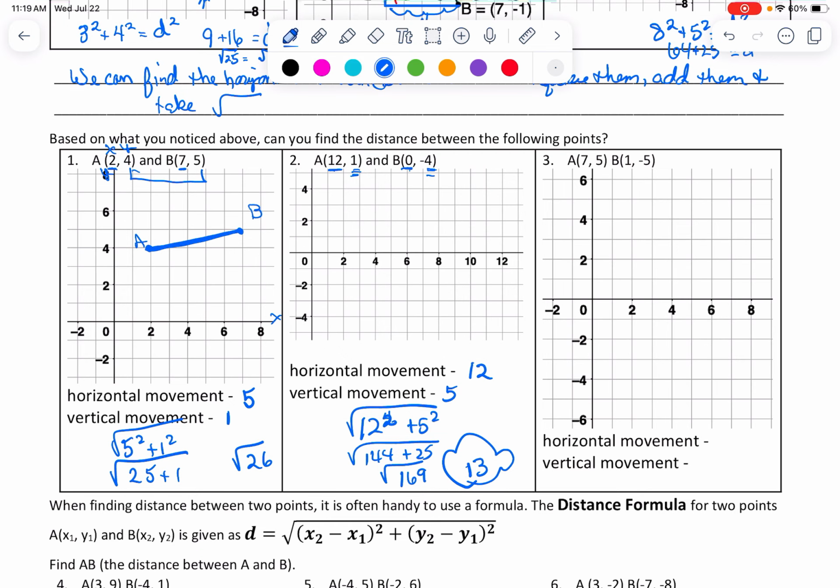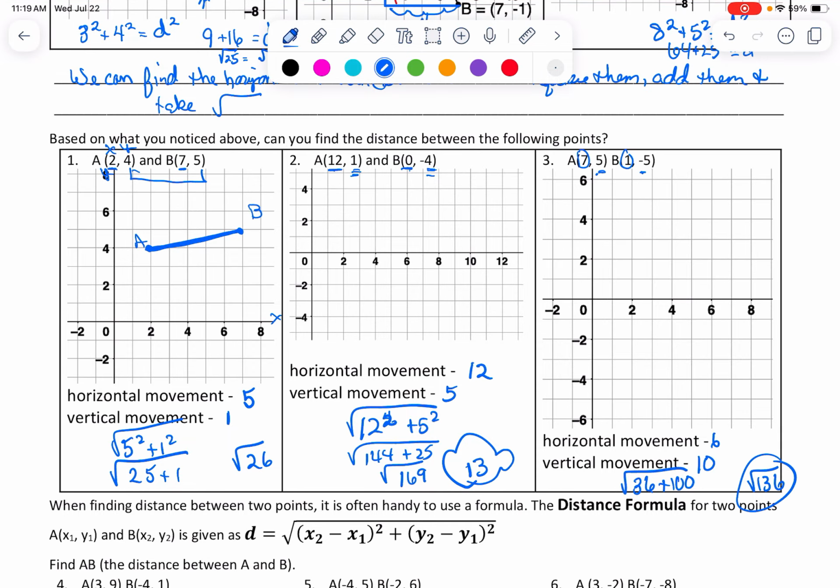And once more, the horizontal movement between the 7 and the 1 is 6. The vertical movement between the 5 and the negative 5: 5 to 0 is 5, 0 to negative 5 is 5 more, so 5 and 5 is 10. So 6 squared is 36, 10 squared is 100, and we would have the square root of 136.